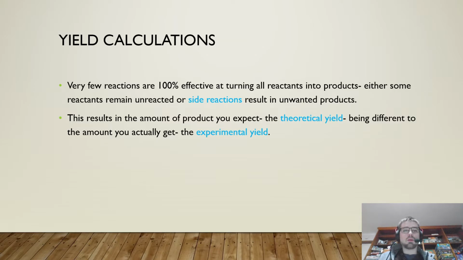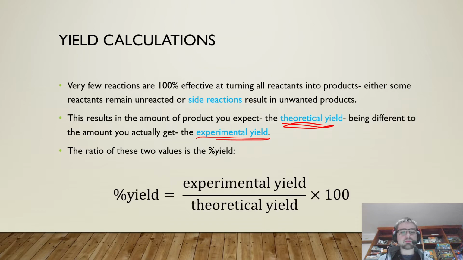So we end up with two values from this. We have a theoretical yield, and we'll talk about this in a second. We've got a theoretical yield and an experimental yield, and they don't normally match up. If something's 100% efficient, then they match up, but other than that, they are not the same value. And we get this equation here, which is given to you in the data book, which is nice. The percentage yield of something is equal to the experimental yield over the theoretical yield times 100%.